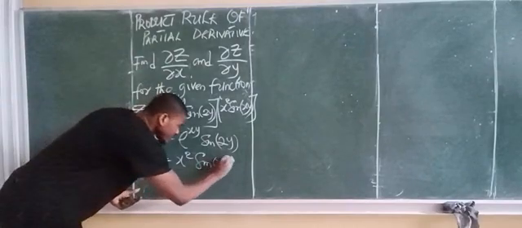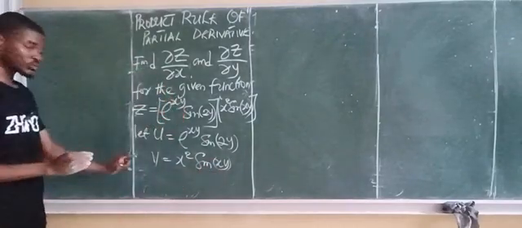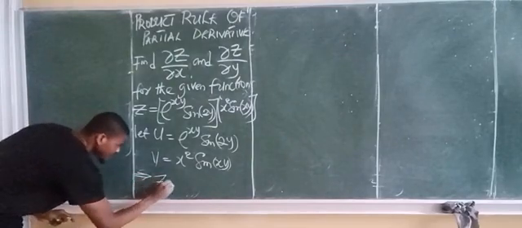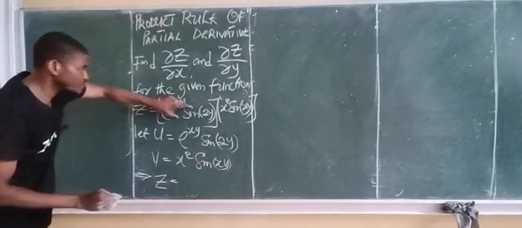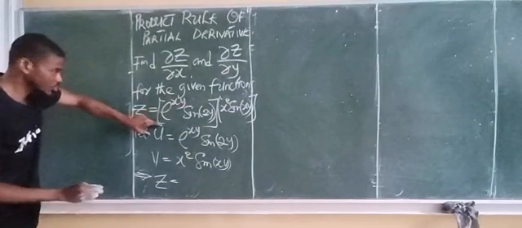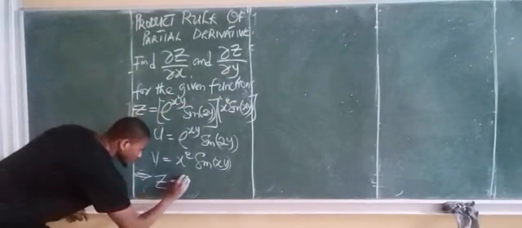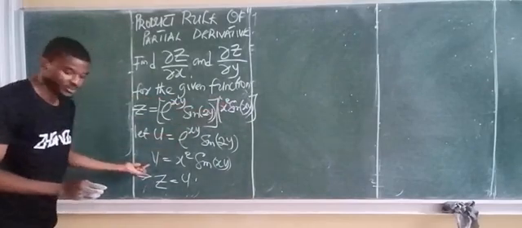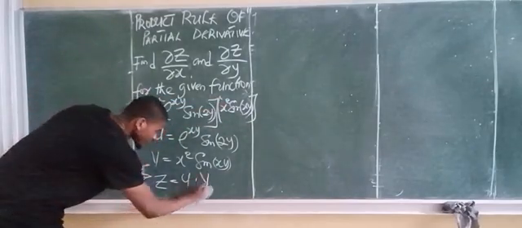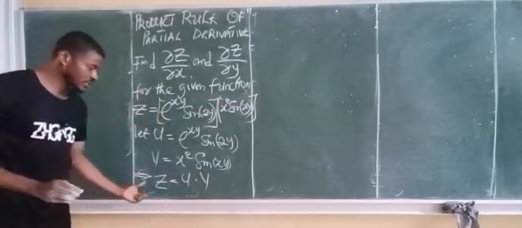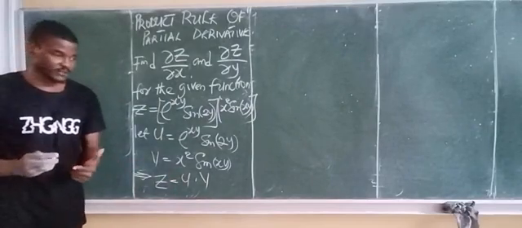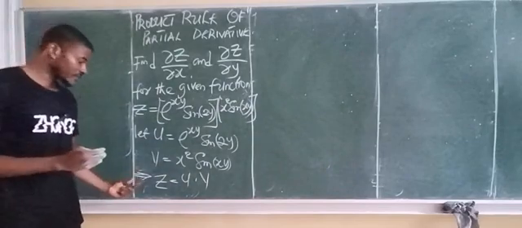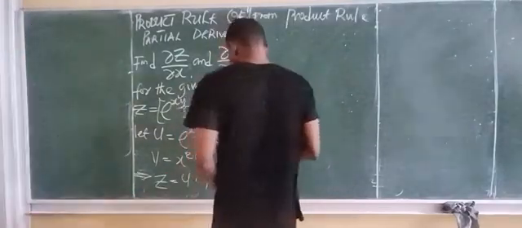Now since I've broken this equation to this, it implies that z itself is now equal to u dot v. In place of this whole variable I called it u, and in place of this other variable I called it v. And it is obvious that this is product differentiation. So I'm going to apply the product rule of partial derivative to differentiate this function.